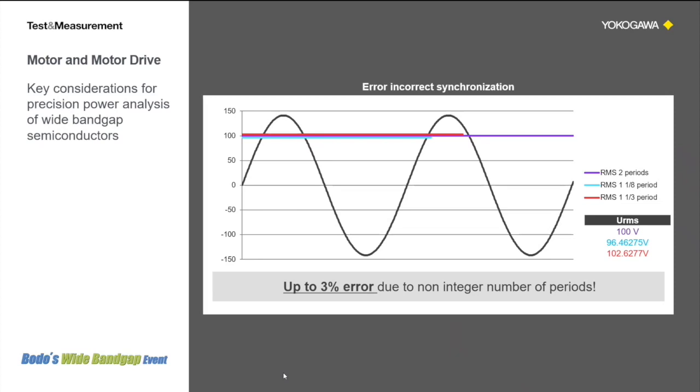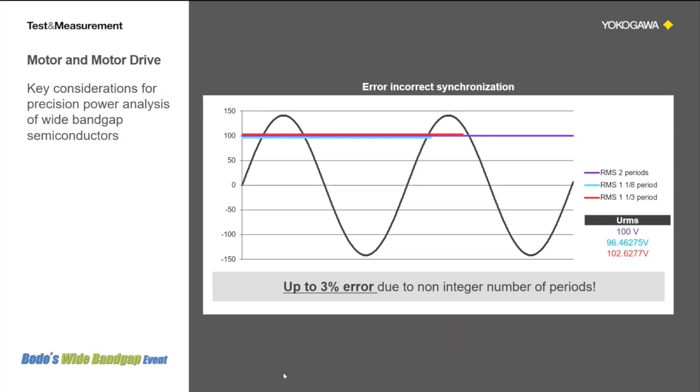The waveform in this picture shows a signal of 100 volt RMS, which is true as can be seen when calculated over exactly 2 periods. When any other random calculation period is used, such as 1 1/8 period or 1 1/3 of a period, an error will occur which can be larger than 3%.